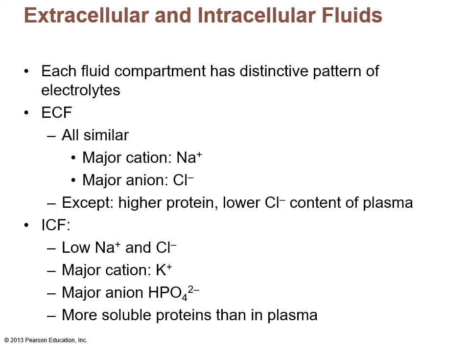What is the pattern of solutes? Where are these electrolytes found? Some of these we already know. Extracellular fluid, your major cation is sodium. Your major anion is chloride. In the plasma, you have higher protein, lower chloride ion concentration. Intracellular fluid compartment, low sodium and chloride ions, but your major cation is potassium inside the cells, and your major anion is the phosphate ion. And you have more soluble proteins inside the cells than you do in the plasma.